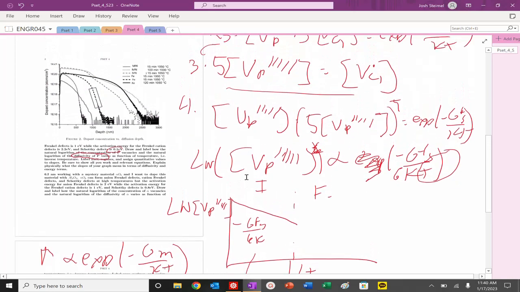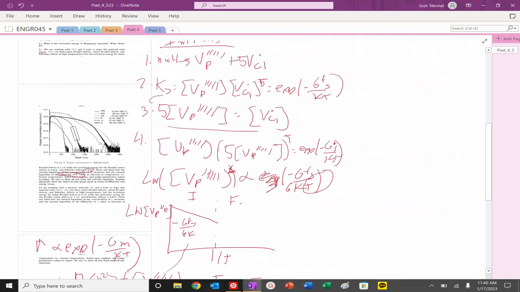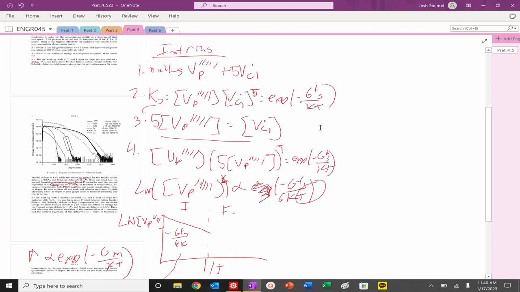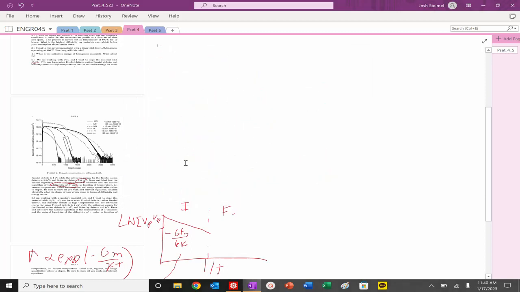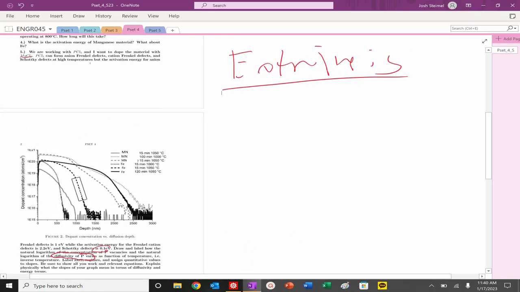Excellent. Let's go ahead now, and I'm going to delete all of that. Let's do the extrinsic case, which is a little bit simpler. Extrinsic, so I'm doping it. My reaction is going to be MgCl2. Let me write that a little bit clearer. MgCl2 goes into my host PCl5.